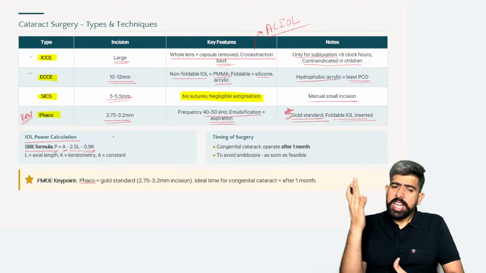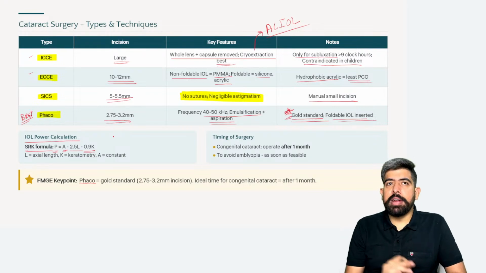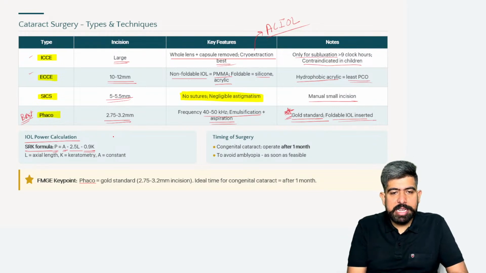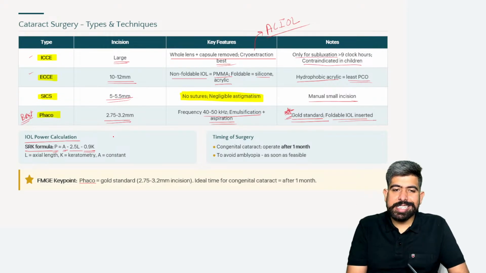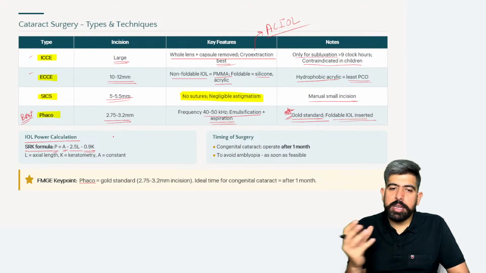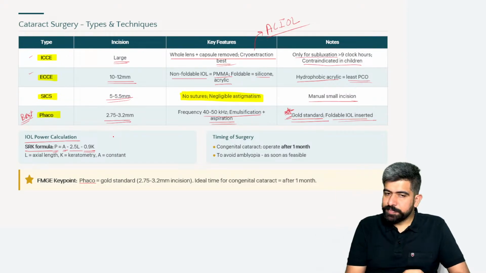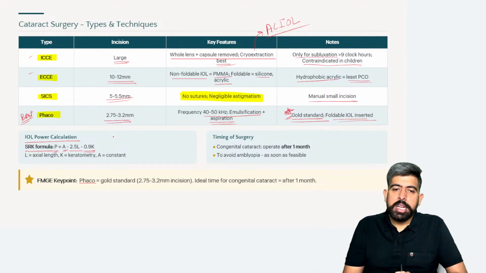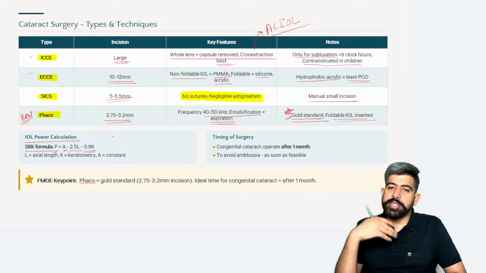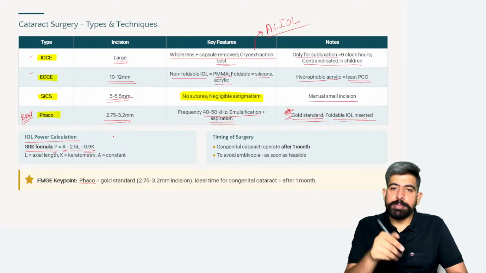So what do we have to do? We have to measure the axial length. For the axial length, we have to do the A scan. After we are done with the A scan, we put this axial length into the formula. Also, we have to do keratometry of the patient, and we get the keratometry numbers from there and put them in place of K, right? A is the constant here, and after doing all of this, we find the power of the intraocular lens which we are going to put in this patient.